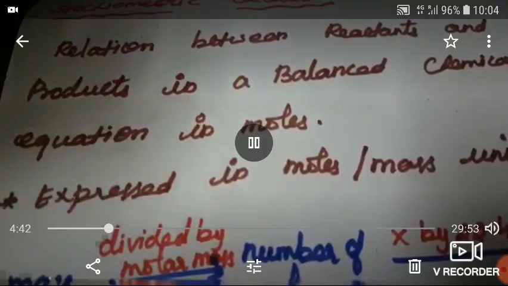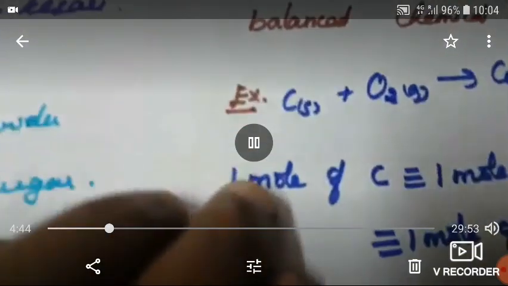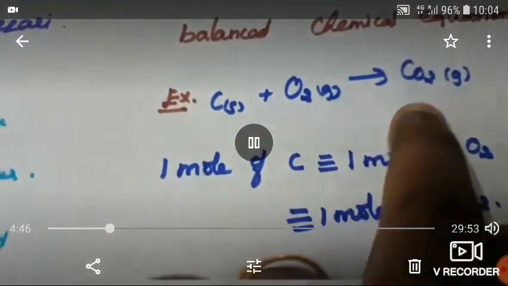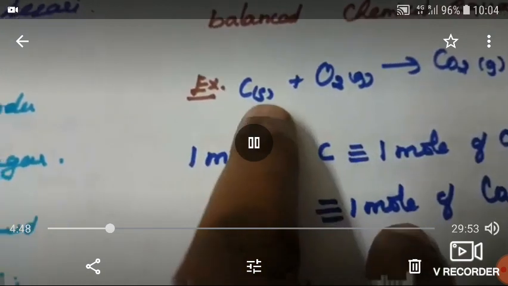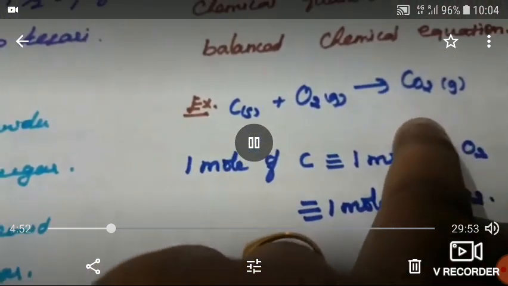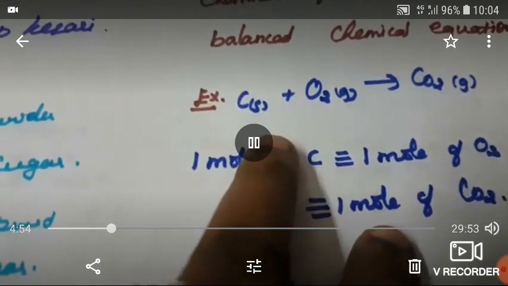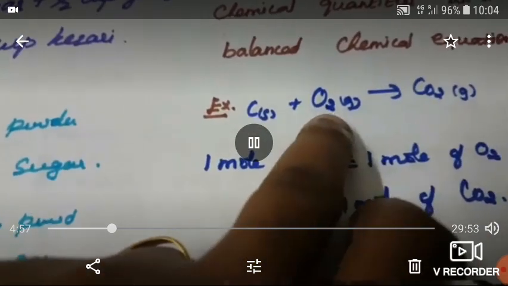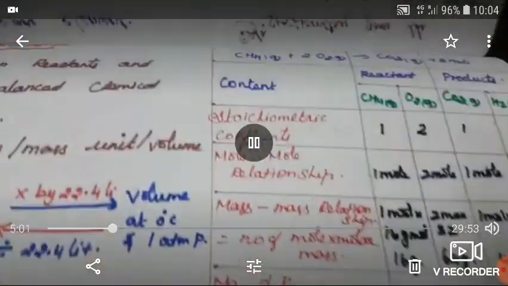Okay, so before going further, what is meant by reactant? The left hand side is called the reactant. Carbon and oxygen are the reactants and carbon dioxide is the product. Okay, so this is the reactant and the product. What is meant by reactant? The left hand side is the reactant, carbon and oxygen are reactants, and carbon dioxide is the product.